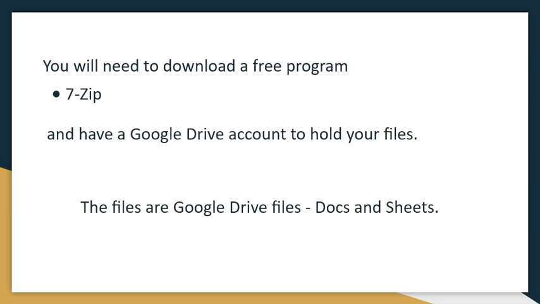You will need to download a free program called 7-Zip if you don't already have it on your computer. Now, other archive programs might work, but I'm most familiar with this one, so I've based these directions around that program. You need to have a Google Drive account to hold your files. I'm not sure if this process will work without having your own Google Drive account. If you don't have one, you can go ahead and follow the directions and see if it works for you. And all the files I'm going to give you are Google Drive files, no Microsoft Excel files or anything like that.